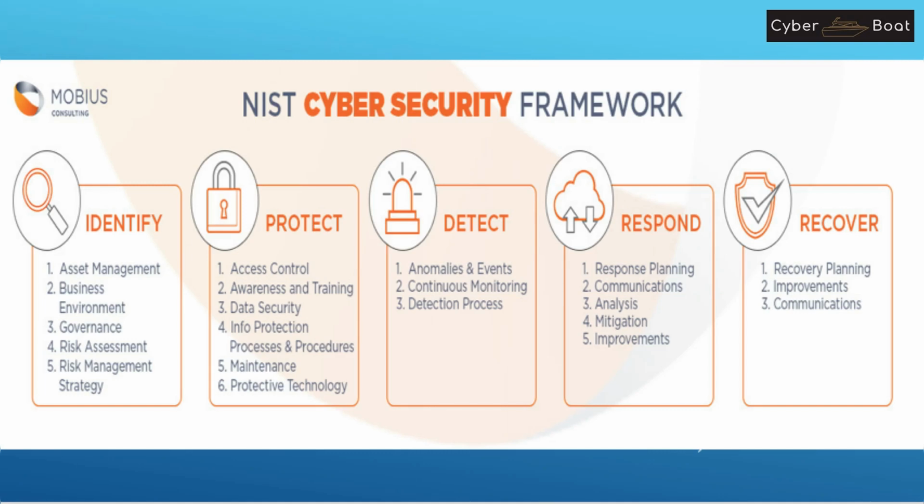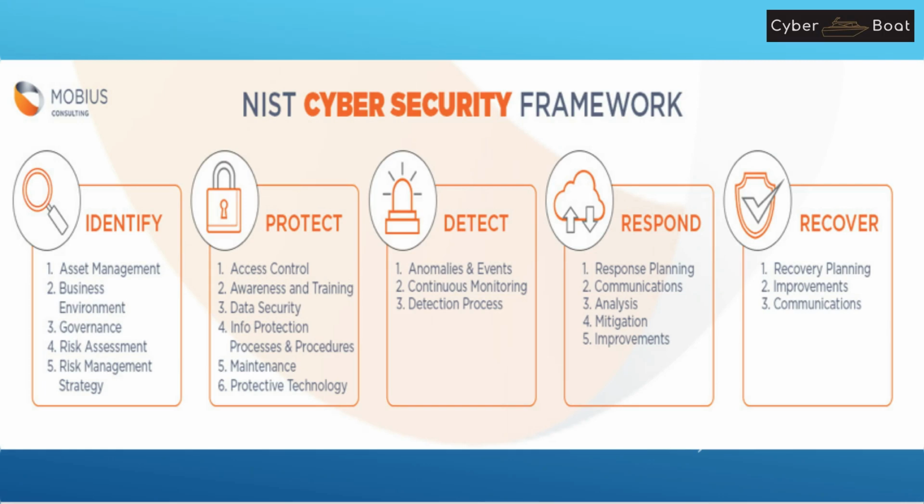Identification. The first step is to identify if an incident has occurred. This can be done by monitoring for unusual network activity, suspicious user behavior, or other signs of an incident. Containment. Once an incident has been identified, it's important to take steps to contain it and prevent it from spreading further. This may involve disconnecting affected systems from the network, shutting down services, or other measures.